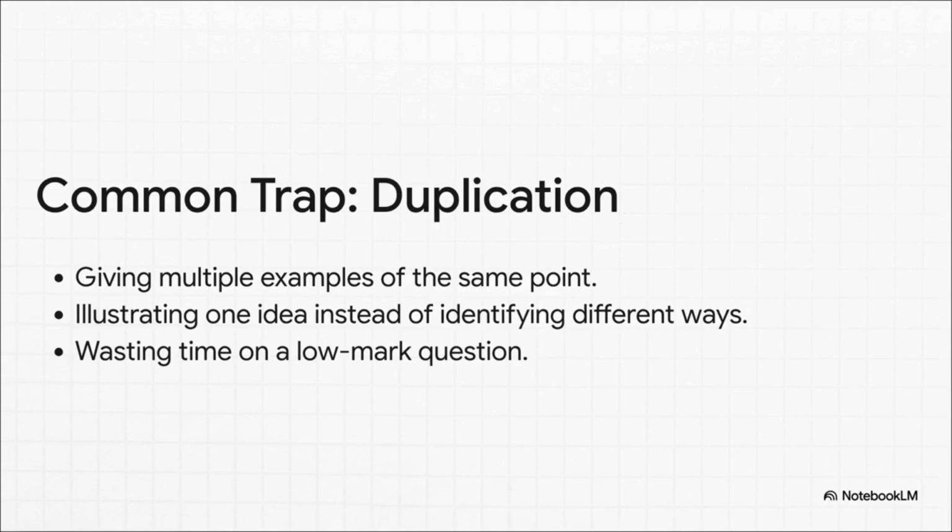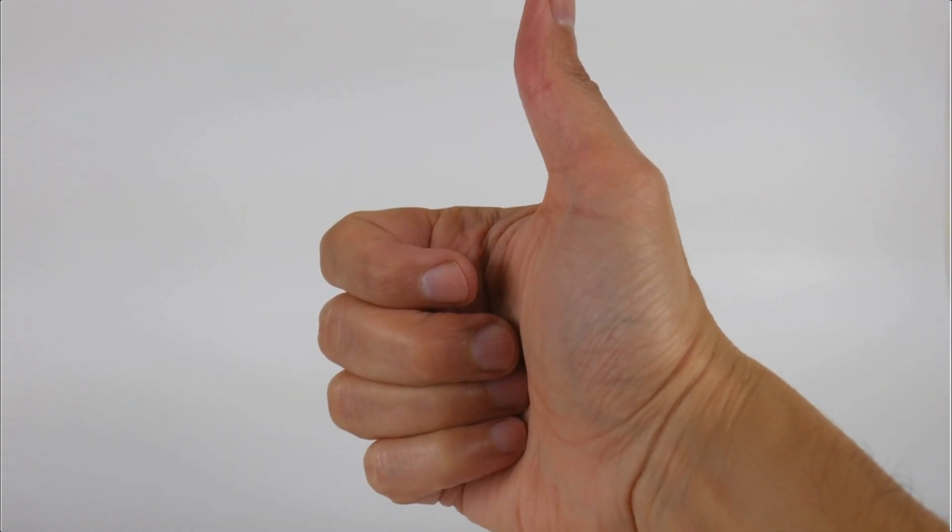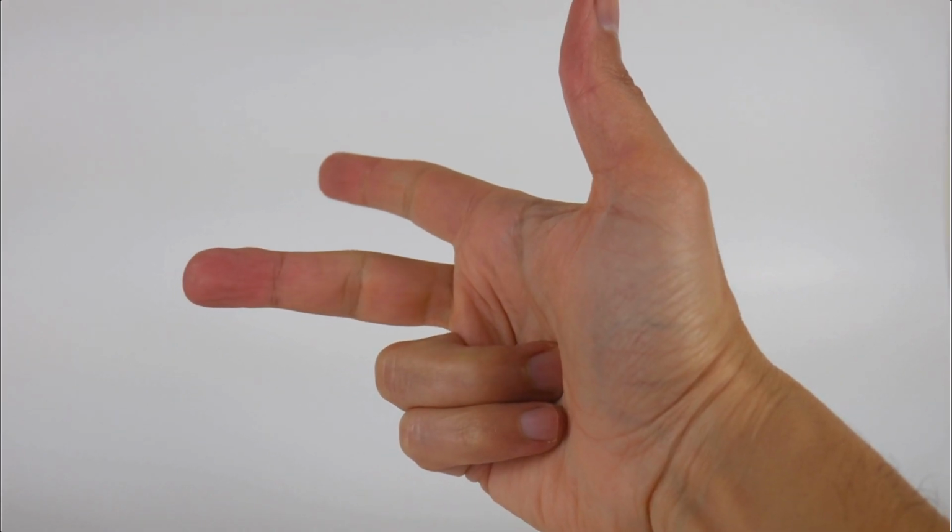Okay, the number one mistake, the biggest trap students fall into on this question, according to the examiners, is duplication. You find one good point, and then you just rephrase it 2 or 3 times, thinking you're giving 3 separate answers. But really, you're just illustrating one single idea. This is a massive waste of time on a question where every second counts.